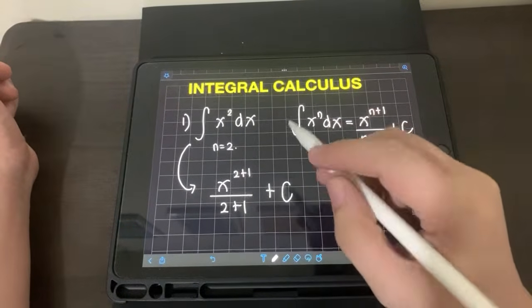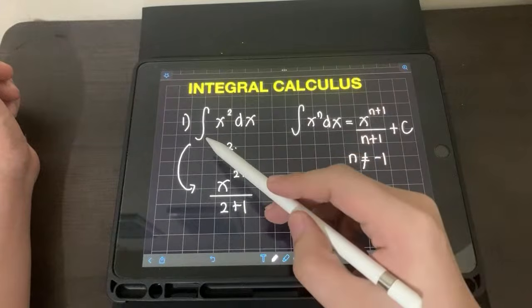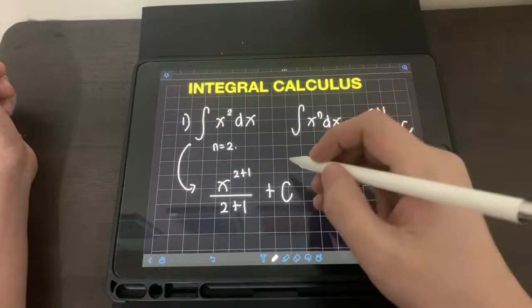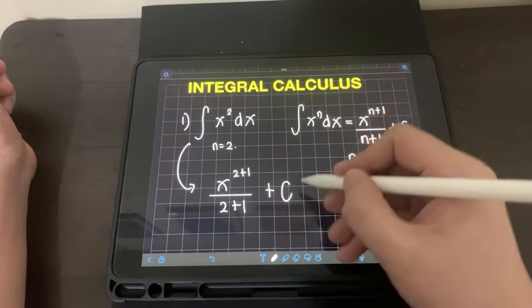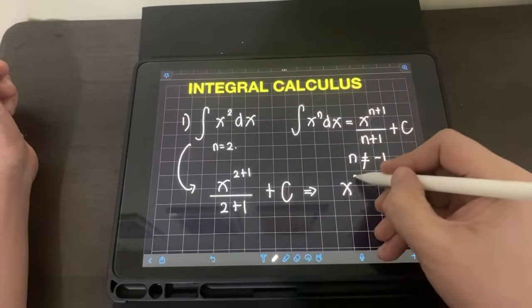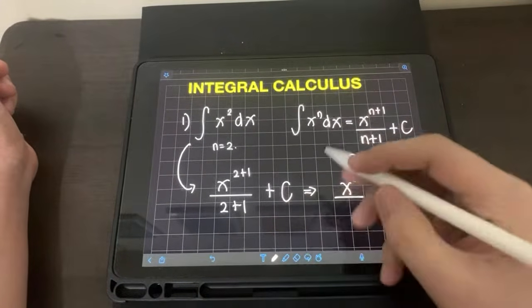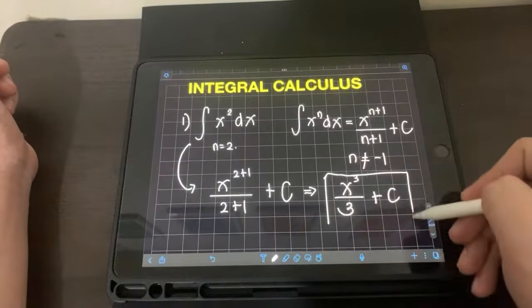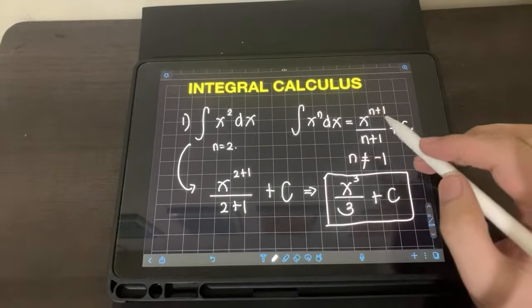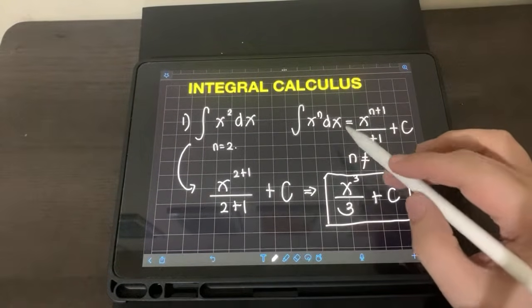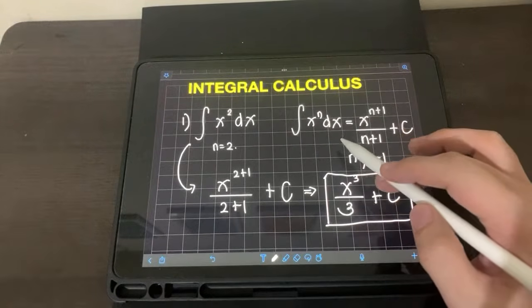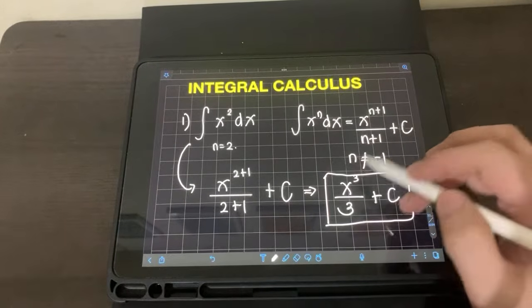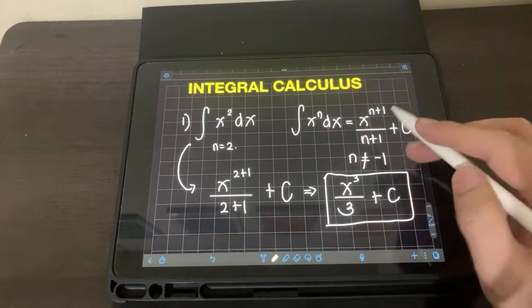Okay, kapag meron kayong indefinite integral, wala kayong limit of integration, lower at upper limit. So, laging merong plus c sa final answer. So, simplify nyo na lang, x raised to 2 plus 1, it's the same as x cubed, divided by 2 plus 1 is 3. Then, plus c. So, this is the final answer. Okay, so this is the basic formula for integral, the power rule. So, integral of x raised to n dx is equal to x raised to n plus 1 divided by n plus 1 plus c. N should not be equal to negative 1.